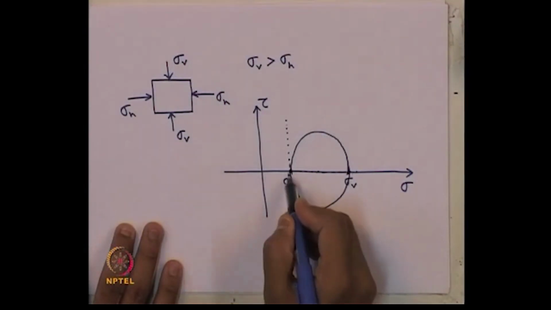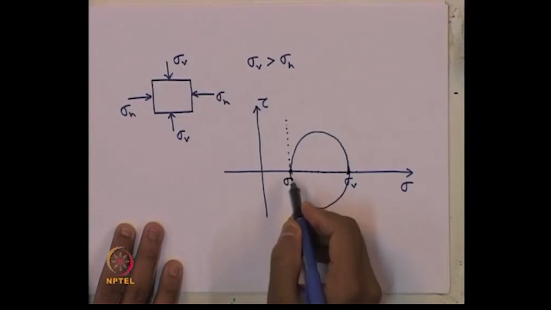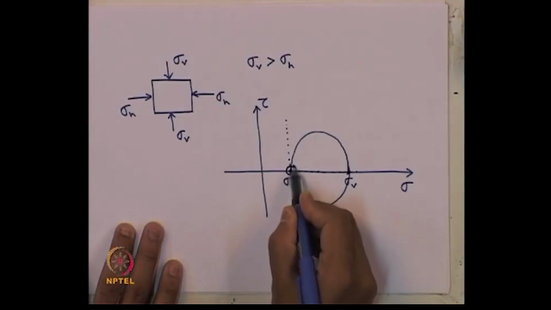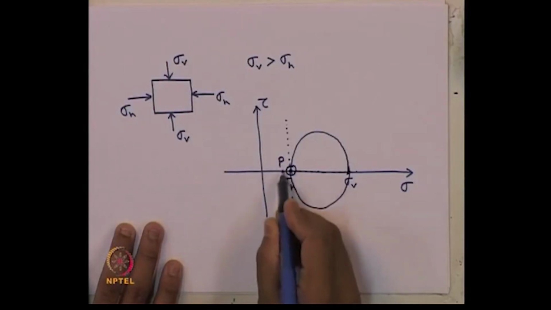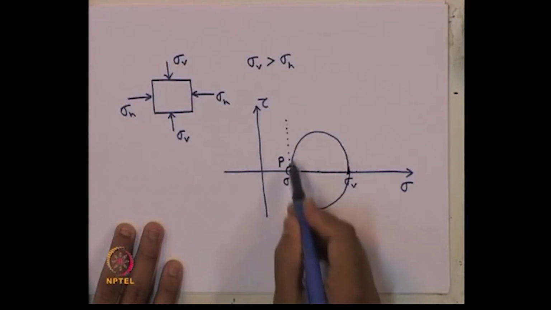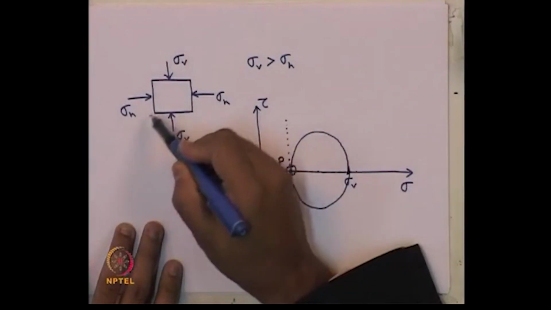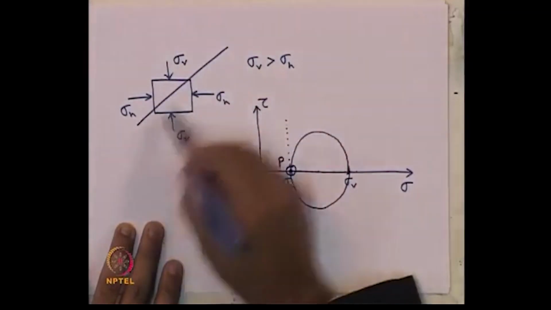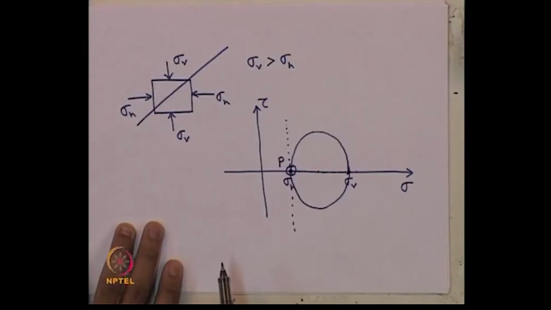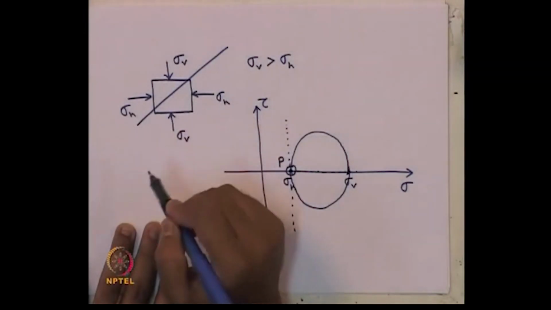Where these two planes meet each other, the junction point is nothing but the pole of the Mohr circle. So, P, this junction of these two planes where they meet together, that is nothing but the pole of the Mohr circle. Why is the pole so important? Because suppose if we want to know the stress condition at any inclined plane, what are the stresses?